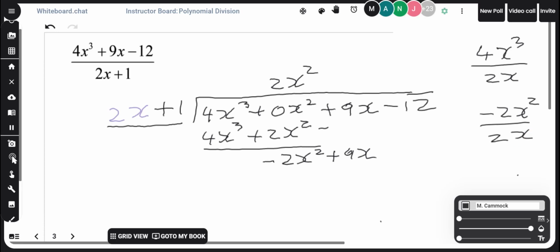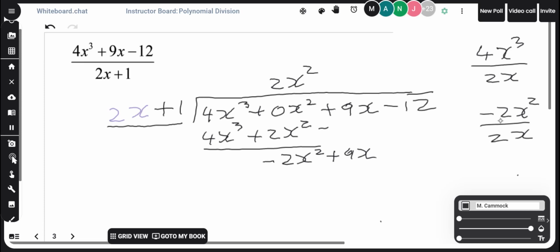Okay, because I'm subtracting. It's 0x squared minus 2. Remember, we always subtract down. So it was 0x squared minus 2x squared. Do you see what I'm saying? Make sense? Okay, good. All right, thanks. Thanks for the question, by the way.